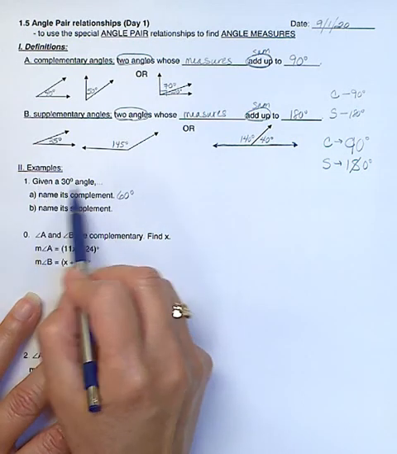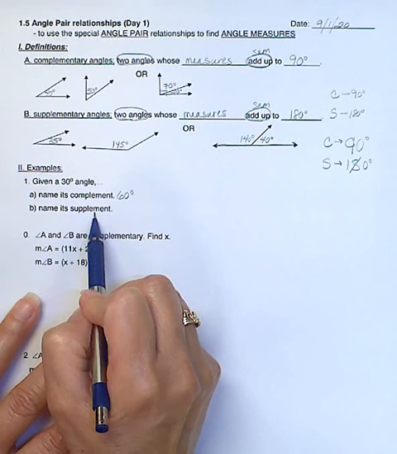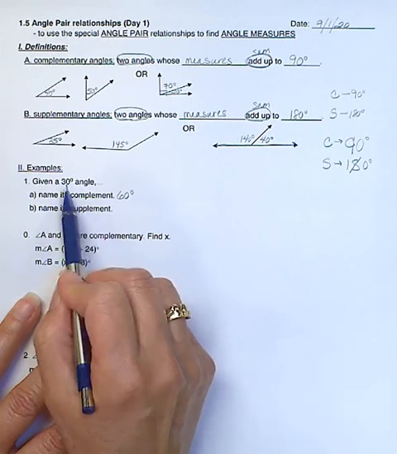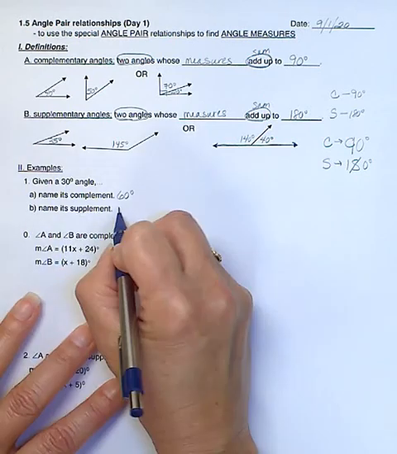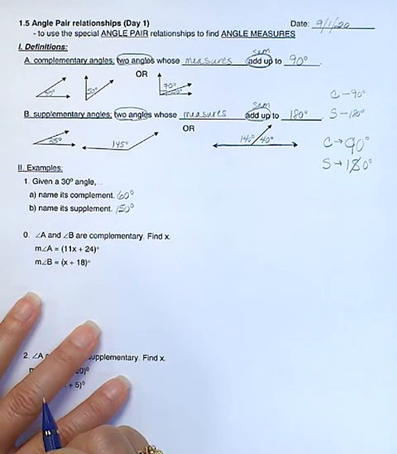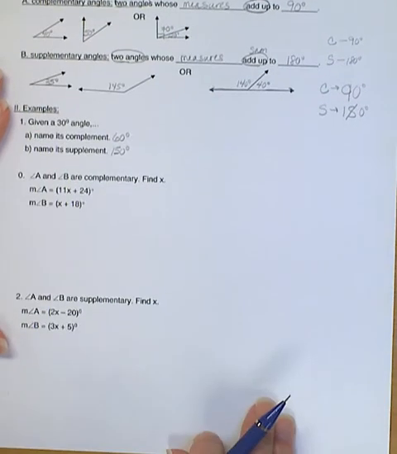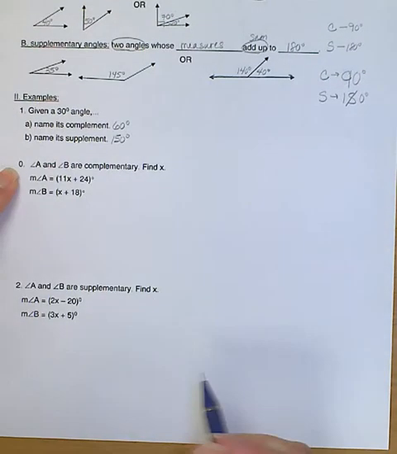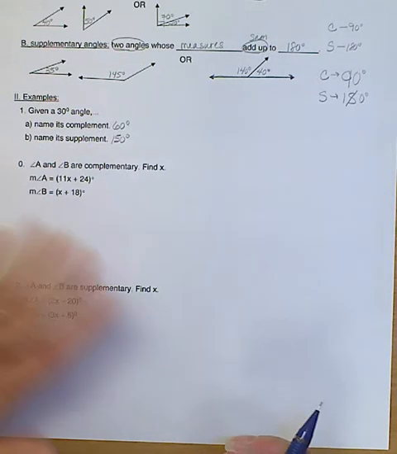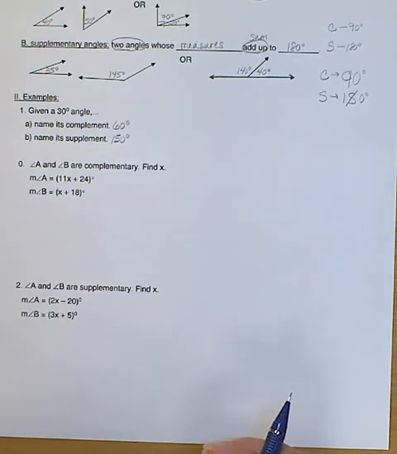It says angle A and angle B are complementary, find x. So let's start with the geometry. What does complementary mean? Complementary means that the measures of the two angles, A and B, because that's what they're being called, should add up to 90 degrees. So angles A and B are complementary, so their measures add up to 90. That's our geometry, and we always start with our geometry. Then we move into the algebra through substitution. So what's the measure of angle A?